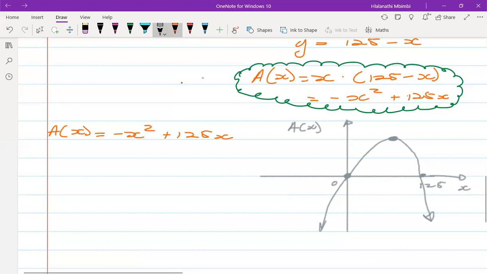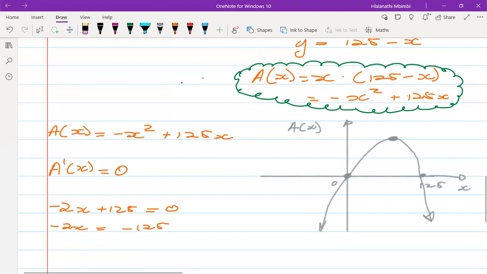But anyway, let me forget about some algebra and just do calculus. How do I find a maximum in calculus? I take the derivative and set it equal to 0. That would be minus 2x plus 125, set that equal to 0. Now, when you solve that, you will get minus 2x is equal to minus 125. You divide both sides by minus 2.